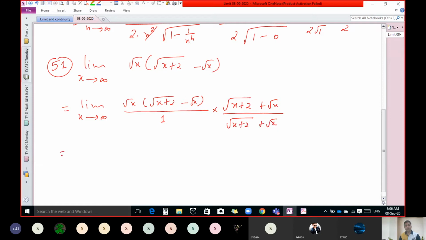Now if we do like this, then we get some simplified form. See what we get. Keep this root x as it is, and now this looks like a minus b into a plus b. So a minus b into a plus b, we know that it is a square minus b square. A square means the square of root x plus 2, so it is only x plus 2, minus root x the whole square, that is only x, and keep this denominator part as it is.